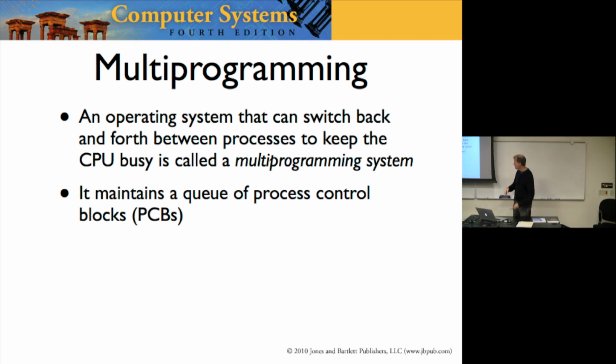Okay? So here is the definition of multiprogramming. An operating system that can switch back and forth between processes to keep the CPU busy is called a multiprogramming system. Are you with me? Just imagine your own laptop, and if it has one core, you could be playing your music and writing in a word processor like Microsoft Word at the same time.